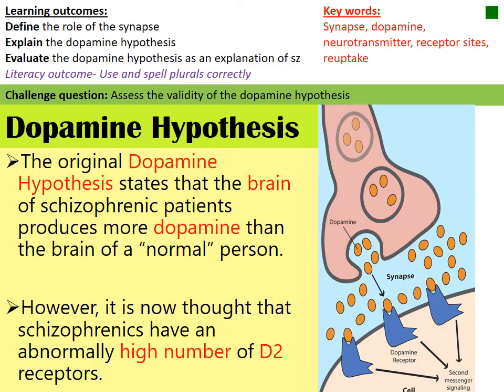So the dopamine hypothesis is one of the oldest explanations for schizophrenia that has a scientific and biological basis, and it suggests that the brains of schizophrenic patients produce more dopamine than other people. However, it's now thought that schizophrenics have an abnormally high number of D2 receptors. If you remember what we just talked about, these receptors are on the postsynaptic cell, so it means there's an increase of dopamine being absorbed into the postsynaptic cell, leading to an increase of dopamine.